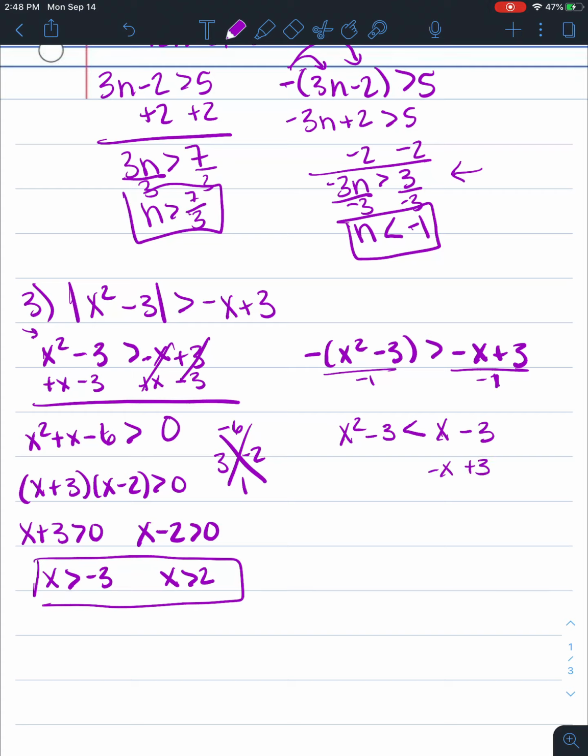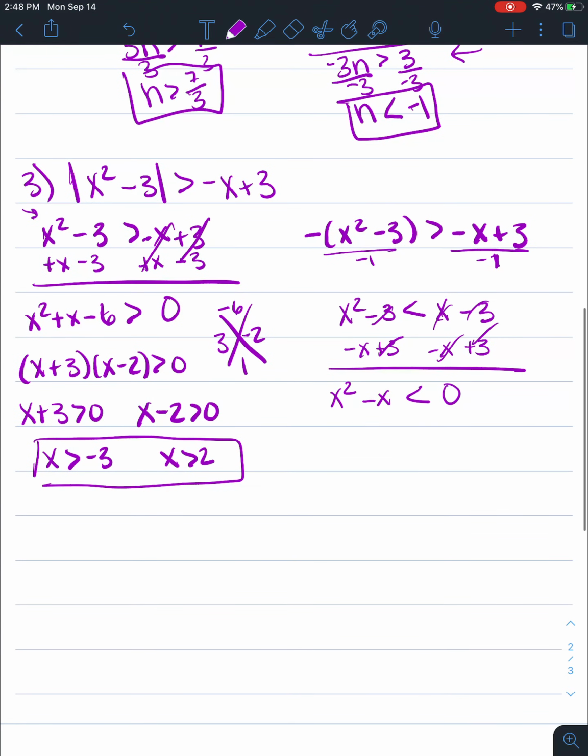Now I'm going to move everything to one side of the inequality. This leaves me with x squared minus x. 3 plus 3 is 0. Over here I have 0, so it's less than 0. Now I need to factor this. I don't have a c term, but my first question when factoring is always, what is my GCF? I see an x in both pieces, so I'm going to take an x out. That leaves me with x times x minus 1 is less than 0.